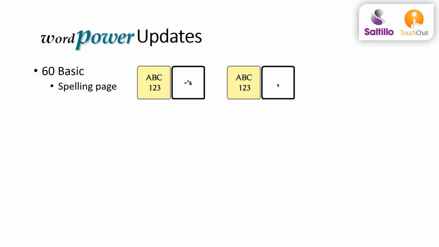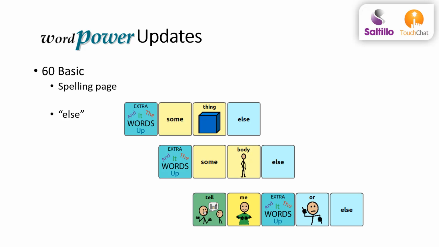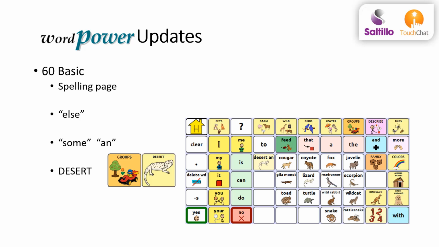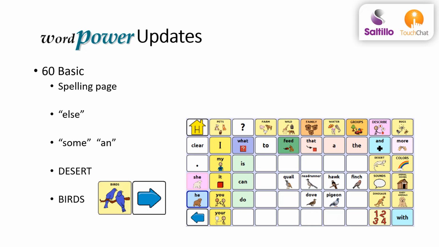In 60 Basic, the spelling pages include the possessive s as well as a smart comma. Else follows something, somebody, and or. Tell me or else. The words some and an are added to the extra words page. Some as in quantity. A new category for desert animals is included, and also a second page for birds is included.